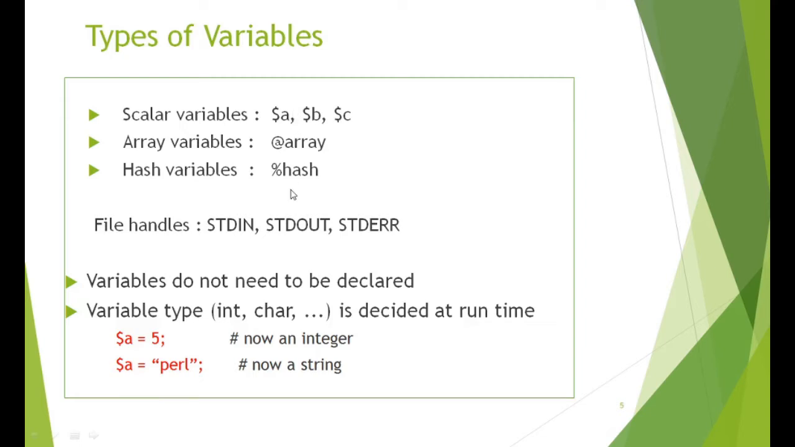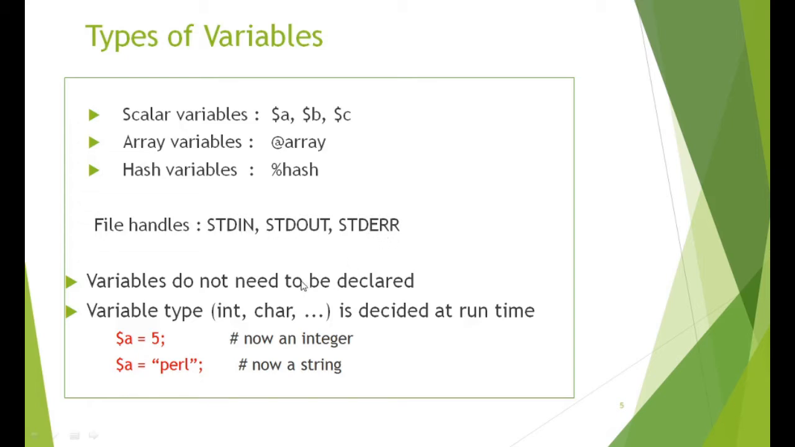There are three types of variables in Perl: scalar variable, array variable, and hash variable. All scalar variables must be prefixed with the $ symbol. Array variables must be prefixed with the @ symbol, and the percent sign is used for the hash variable. So whenever you see a variable, you can easily find out whether it's a scalar, an array, or a hash. Apart from these three types of variables, you have file handles: STDIN, STDOUT, and STDERR. You can see that they are all written in capital letters. They stand for the standard input file handle, output file handle, and error file handle.